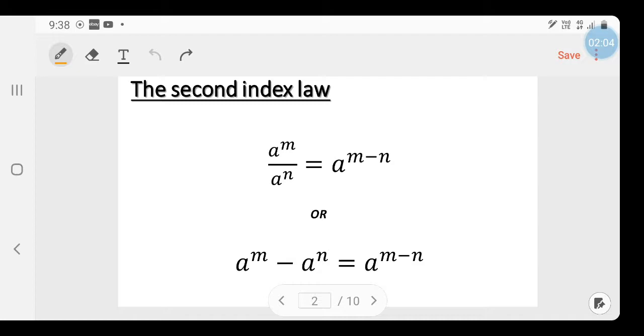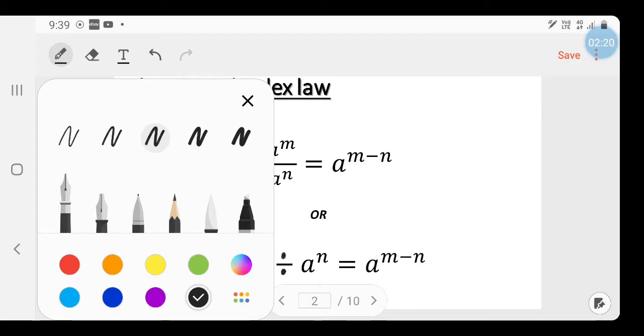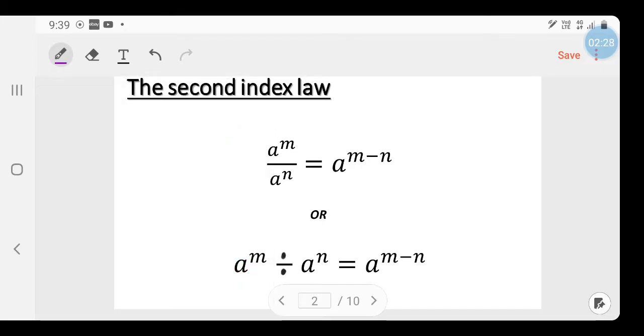Of course, that rule can be written in another way, and I can see that there's a mistake here actually. Let me fix that. That should be a divided by sign. We all know that a fraction is just another way of representing division, okay? So, a to the m divided by a to the n equals a to the m minus n. That's the exact same law here. They're not two different laws. They're just written differently, okay?